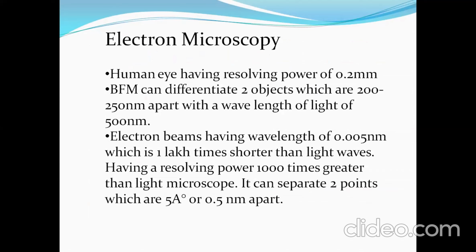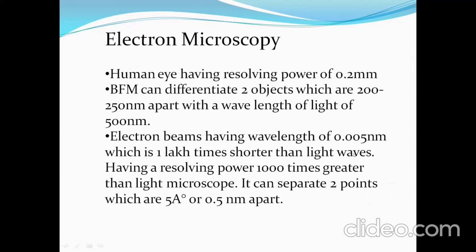Just the first, introductory part: the human eye has a resolving power of 0.2 millimeter, whereas bright field can differentiate objects which are 200 to 250 nanometer apart, whereas electron beams have a wavelength of 0.005 nanometer. You can recall that when we calculate this 200 to 250 nanometer resolution, we are using the blue region of light, approximately 500 nanometer. So electron beams have a wavelength of 0.005 nanometer, which is nearly 1 lakh times shorter than light waves.